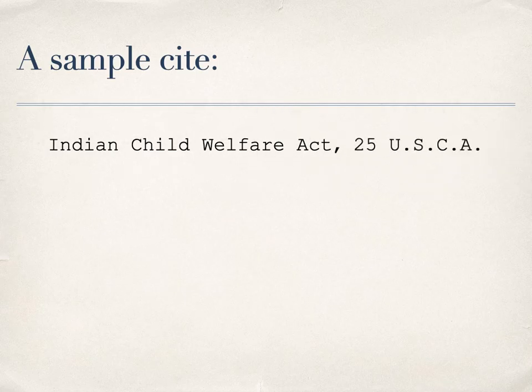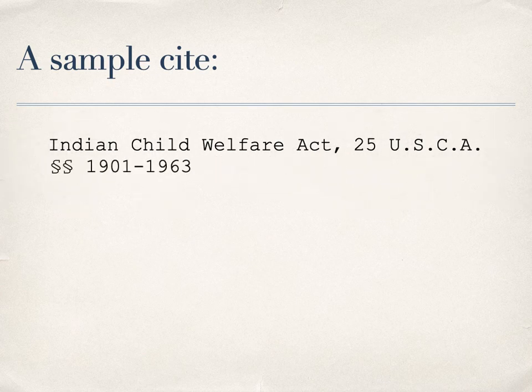The next piece of my cite will be the title number and code abbreviation. The Indian Child Welfare Act is contained in Title 25, which is the title that deals with Indians. I'm using the United States Code Annotated, so I'm going to use the abbreviation USCA. Remember, I said this is an unofficial code, so it's going to add to our cite.